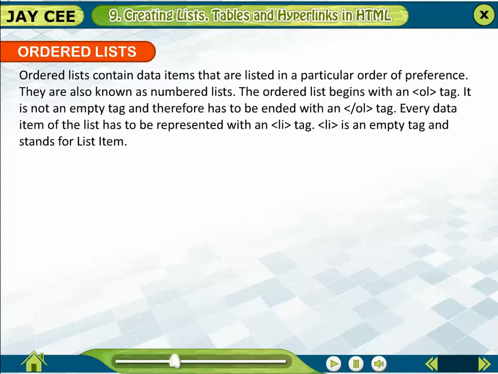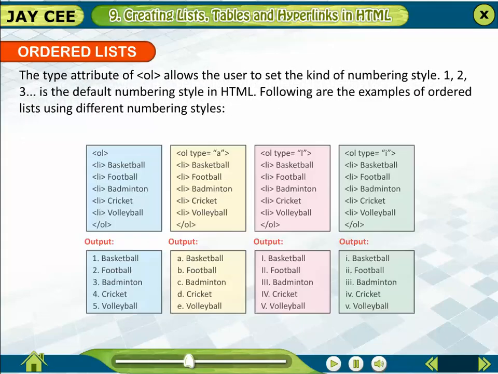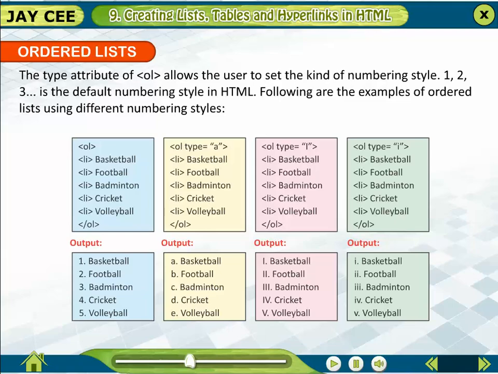Every data item of the list has to be represented with an <li> tag. <li> is an empty tag and stands for list item. The type attribute of <ol> allows the user to set the kind of numbering style. 1, 2, 3 is the default numbering style in HTML. Following are the examples of ordered lists using different numbering styles.